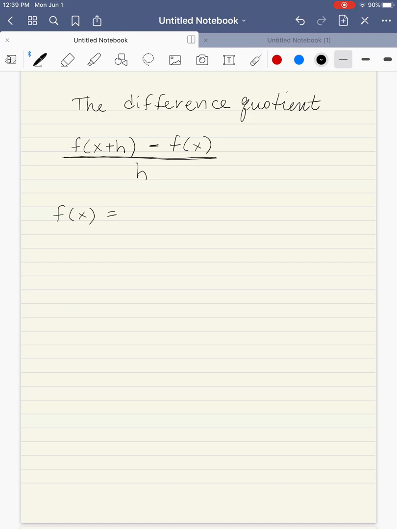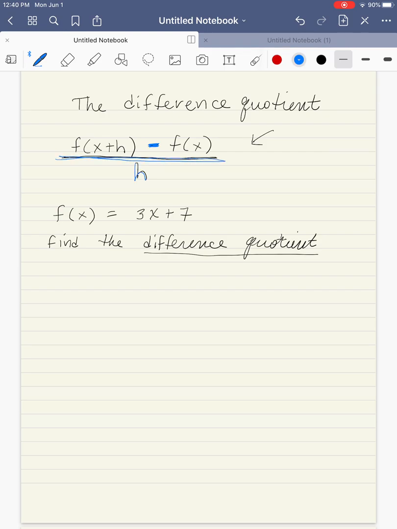So let's say that I'm given the function f of x equals 3x plus 7. And what I want to do is find the difference quotient for this given function. So when I say find the difference quotient, that means evaluate that function in this formula. And notice here that the minus sign in the formula and the division line and the h are all just part of the formula. We're just going to put in literally a minus sign, a division line, and an h when we get ready to evaluate this.